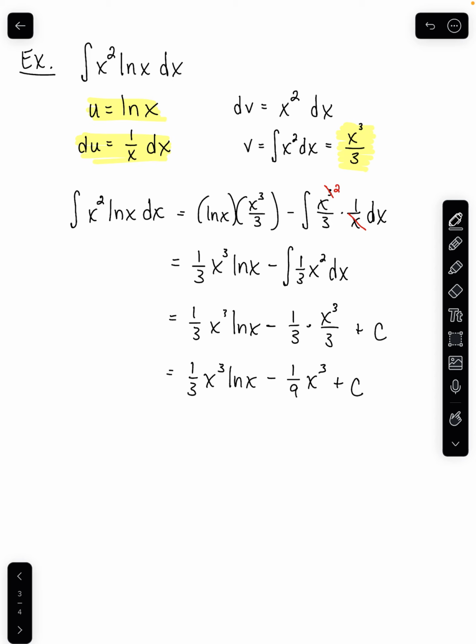Integration by parts sometimes doesn't get you there right away. Sometimes it takes an extra step or two. Suppose our integral this time is x squared times the cosine of x dx.